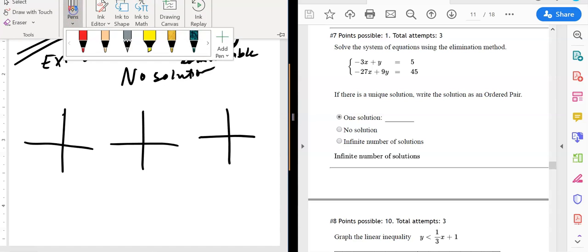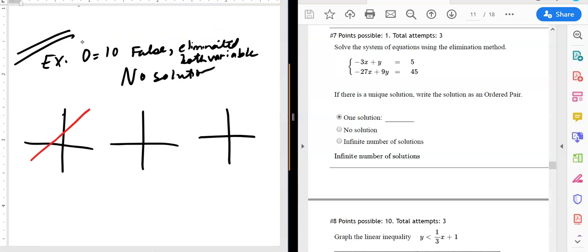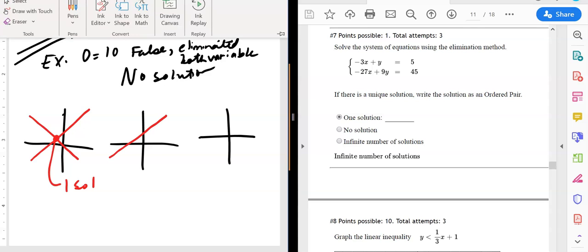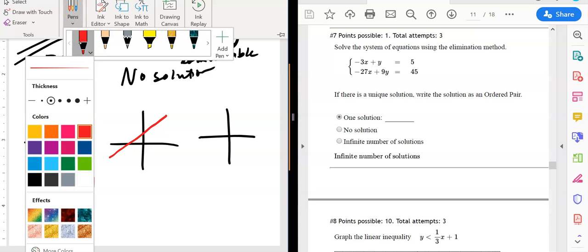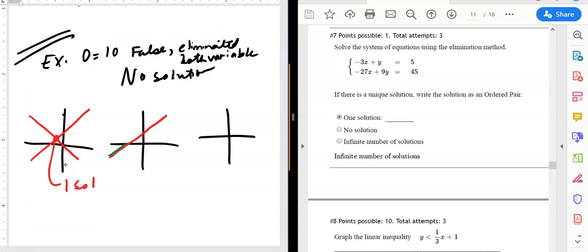Sometimes, when you graph your two lines, they intersect clearly at this point, and this will be your one solution. This will be an ordered pair. It'll be one solution. Sometimes when you graph them, you'll graph the first line, and then you'll graph the second line, and you'll realize that they're the same line. When they're the same line, that means you have an infinite number of solutions. They're the same line.